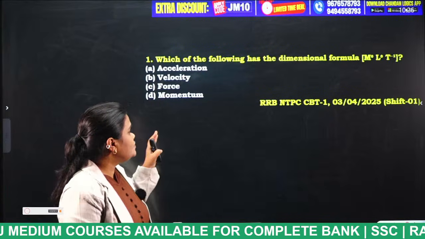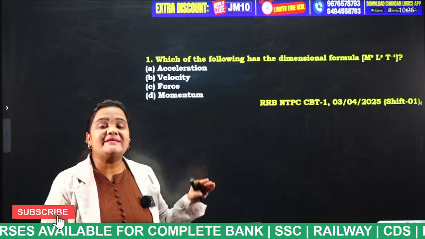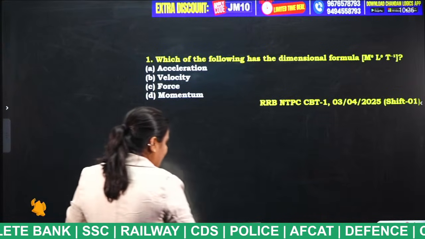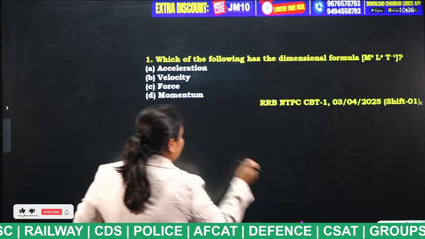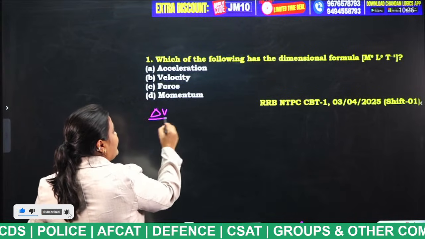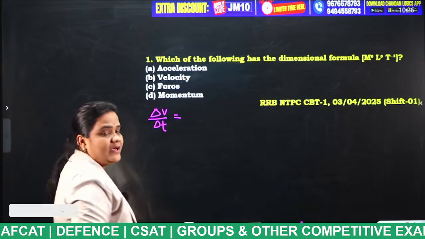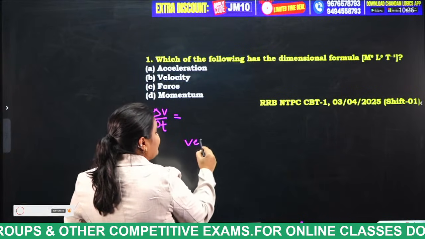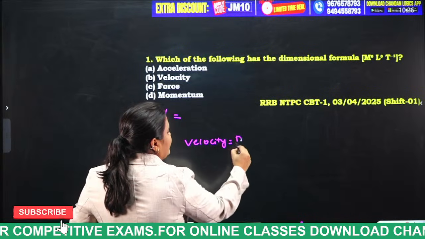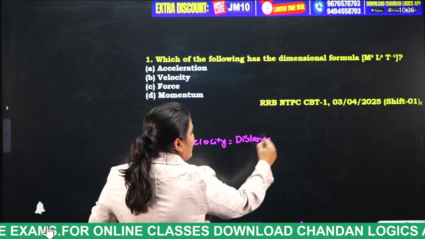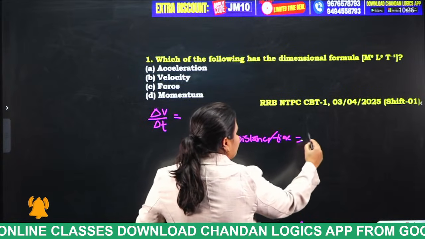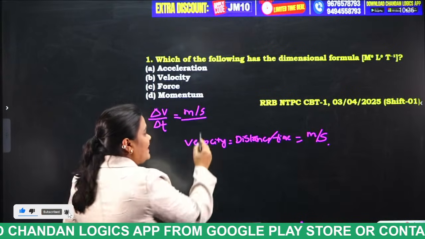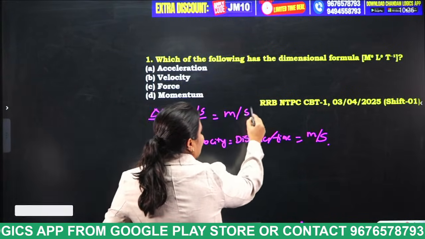So at first, what do you mean by acceleration, students? Acceleration is nothing but the rate of change of velocity over time. Now what are the units for velocity? Velocity is nothing but distance by time, that is the velocity formula. The unit of distance is meters, so meters per second. Then meters per second divided by the unit of time, seconds, gives meters per second square.